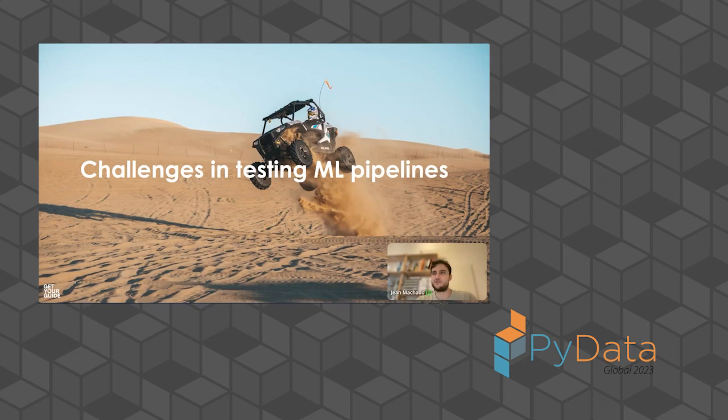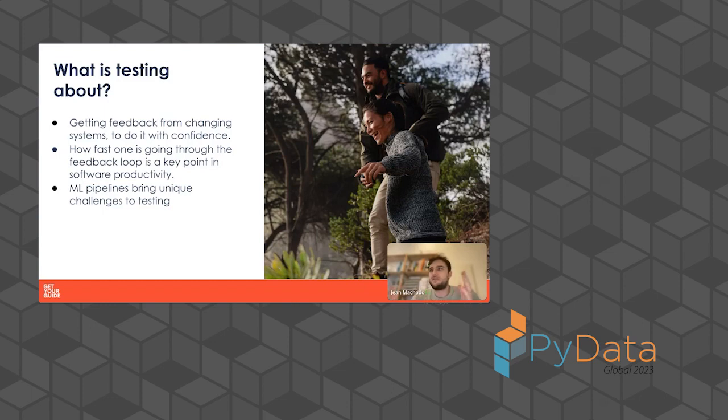Let's get started. So what are challenges around testing ML pipelines? First of all, let's go back to principles and think what is testing about, right? Testing is about changing our systems in a way that, with confidence, we are getting feedback for the changes we are making in the systems. So one aspect of it is the feedback loop.